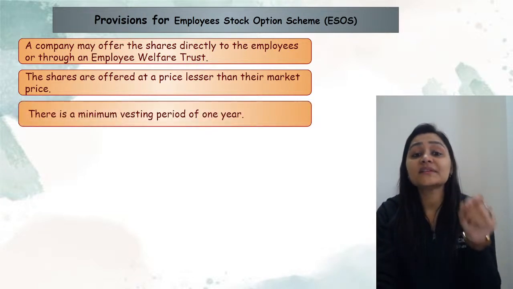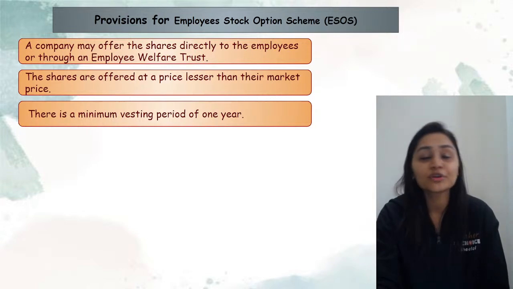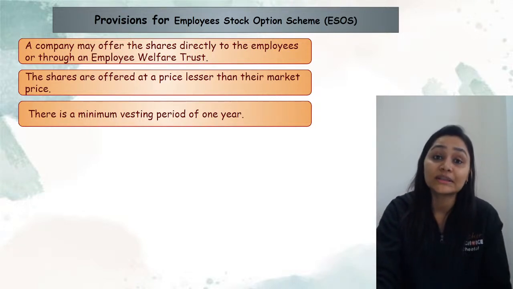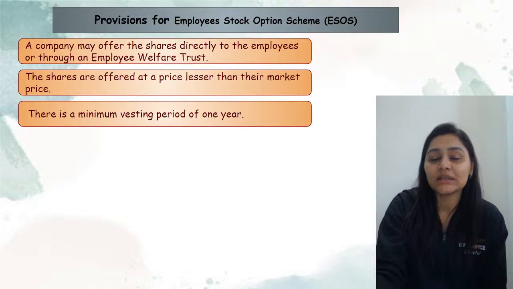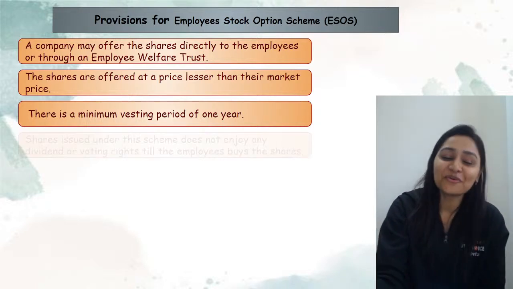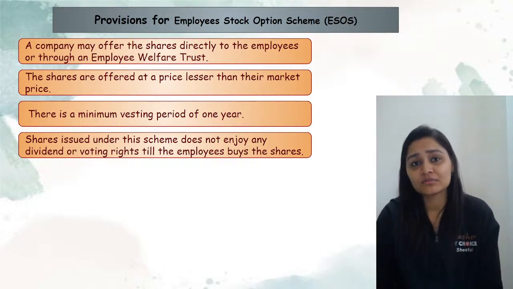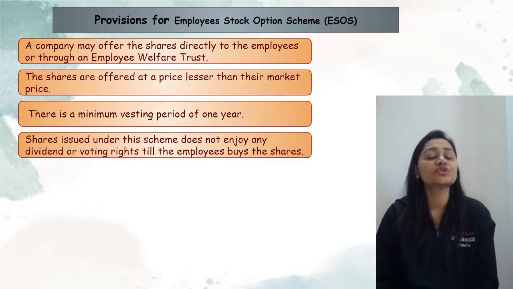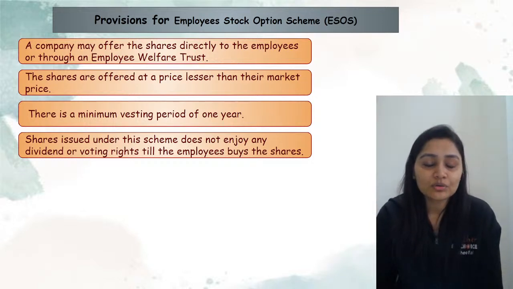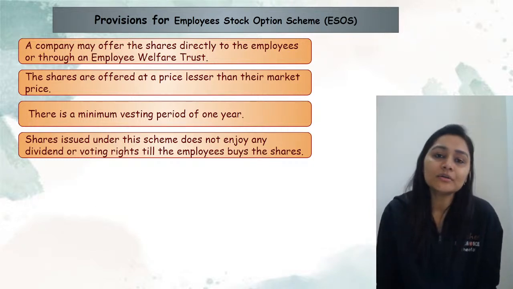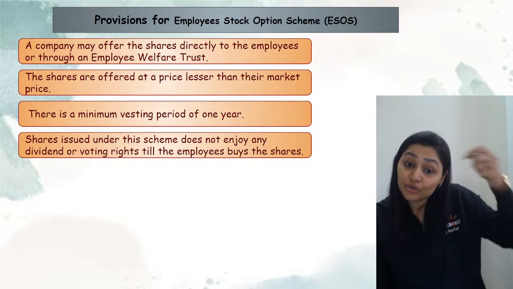There is a minimum vesting period of 1 year. For one year you will have to hold the ESOS. You cannot trade upon them. You cannot have your rights diluted on these equity shares. You cannot sell them and be free. You will have to have a vesting period of 1 year. The shares under the scheme do not enjoy any dividend. The employees would not get dividend. The employees will not have any voting rights until they buy the shares. Just because the company has allotted, it's not the case that you would be given dividend or allowed to vote, unless and until you buy these shares.